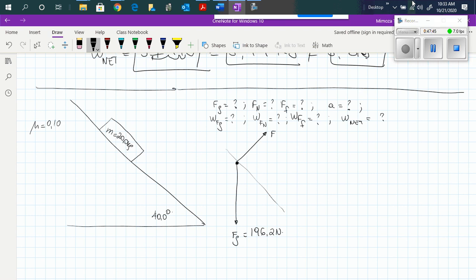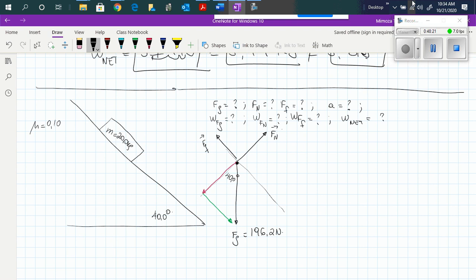Perpendicular to the incline, we have a force normal. And then let's break down force of gravity into 2. This angle is 40. It's exactly what we have said and done in dynamics. So this is the vertical component of force of gravity, and this is the horizontal component of force of gravity. And then we have a force of friction that is going like this.